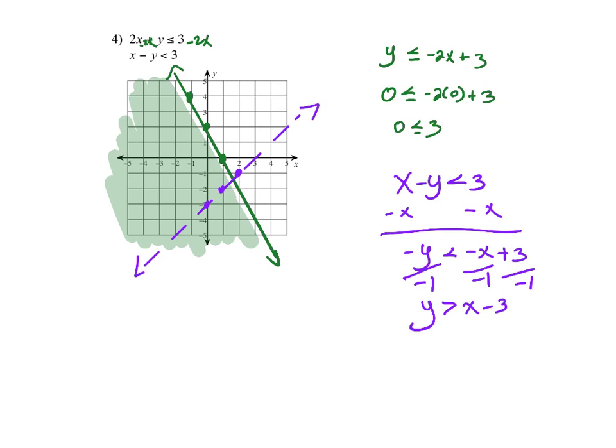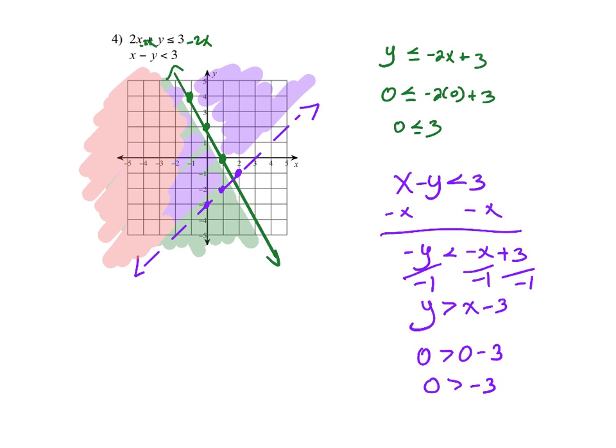Right? And again, I'm going to test at point 0, 0, so 0 greater than 0 minus 3, 0 greater than -3, and that's true also. So that means that I need to shade everything up here. So that means that my solution is only this space right here.